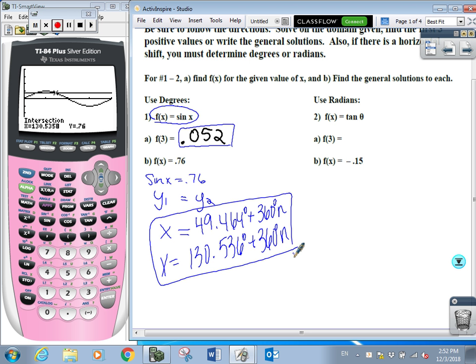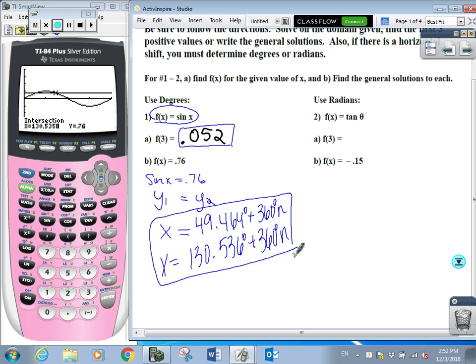Now, are those the only two you could have used? No, you could have used two negatives. You could have used two further down the road, wherever you wanted to find those two. After that, they're going to start repeating. That 49 plus the period is going to give us our third one in line to the right. 130 minus the period would give us our next one to the left. Okay, so we can add and subtract that period forever, because remember, n is an integer. Integers are positive and negative whole numbers.